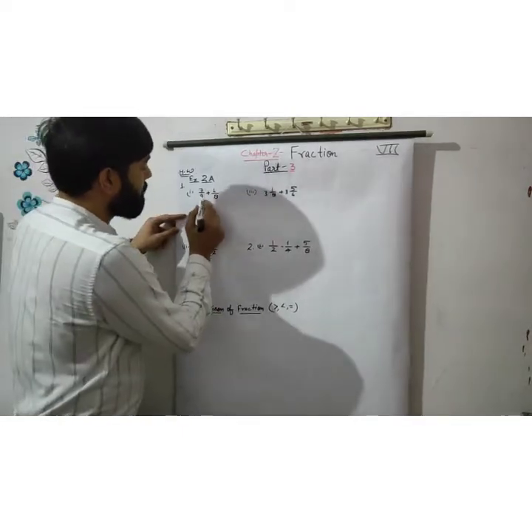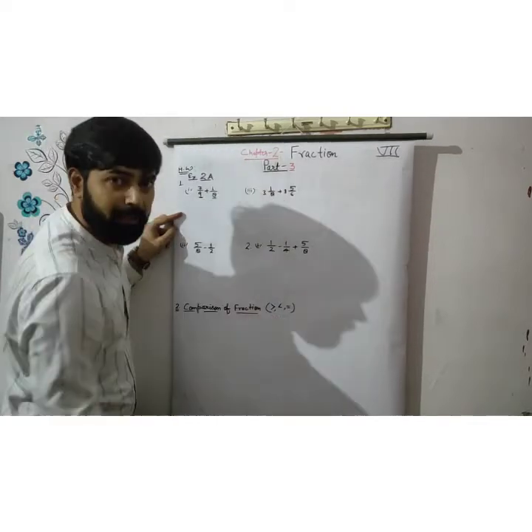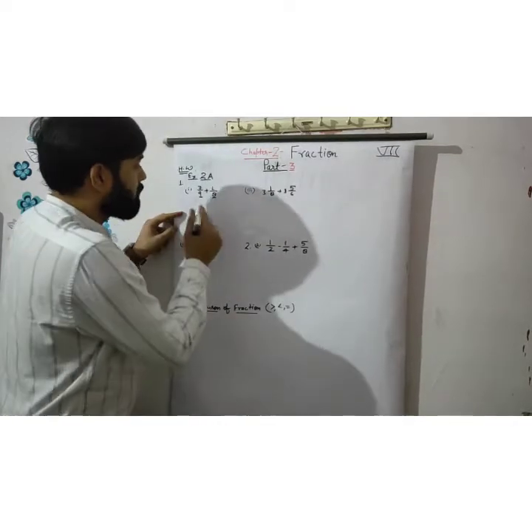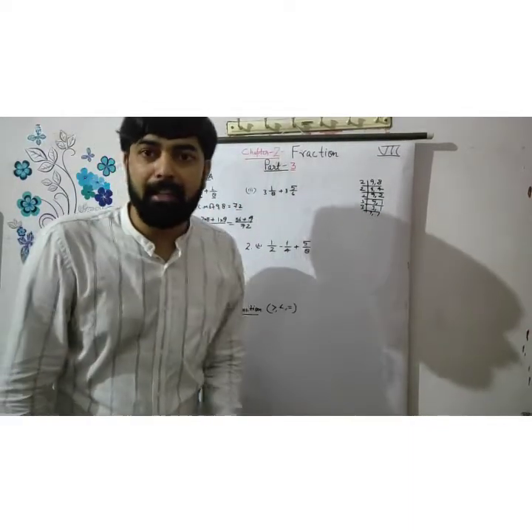So look here, this is 7 upon 9, and 9 is the denominator of the first fraction and 8 is the denominator of the second fraction. So first we take the LCM. Now how can we find the LCM of 9 and 8? By the prime factorization method.